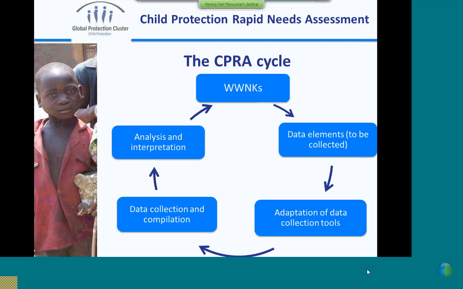After adapting it, we hopefully train our teams and send them to the field to collect the data, and there's a certain level of compilation that happens at the field level, and then there is data management that happens at the central level through an already programmed data management tool that I will explain later. Upon compilation and data entry, we will analyze and interpret the information, and that will in turn inform our what we need to know. So the reason this is in the form of a cycle is because at the end of the cycle, we will go back to what we need to know, and hopefully we will have answers and enough information about each and every what we need to know that we determined at the beginning of the process.